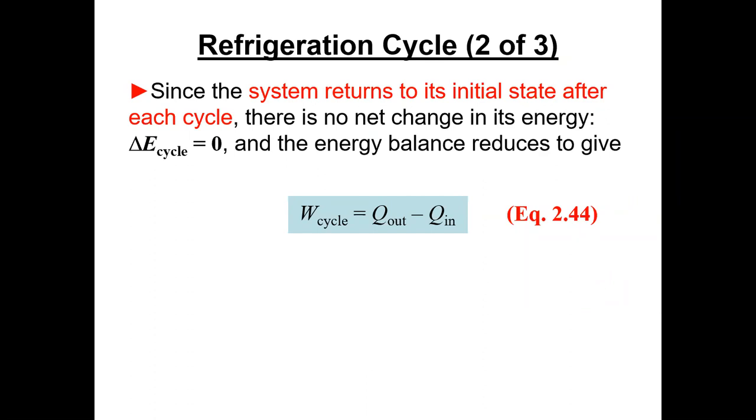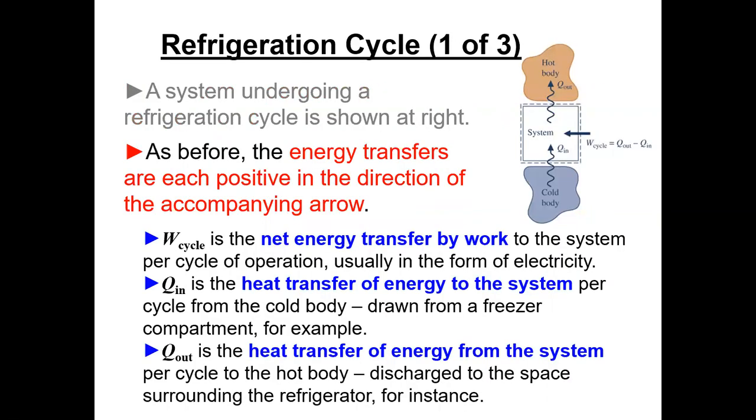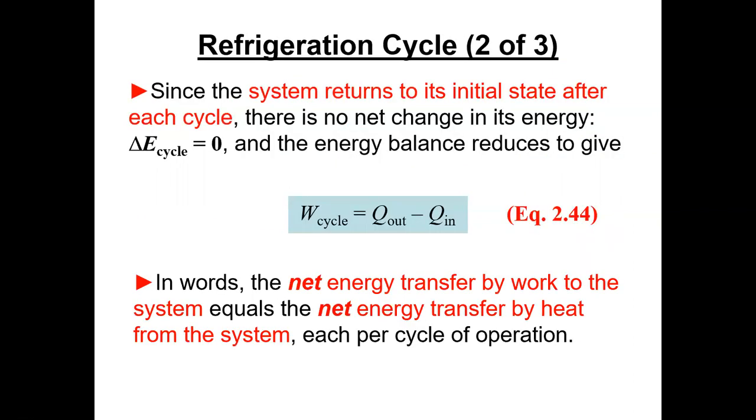So this is the same. Work of the cycle is equal to Q out minus Q in. Or let me see, is that what we had before? Yeah, I think it is. Anyway, it just refers to this diagram. In other words, net energy transfer by work to the system equals net energy transfer by heat from the system per cycle of operation.